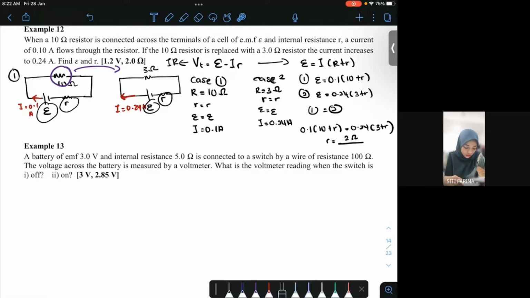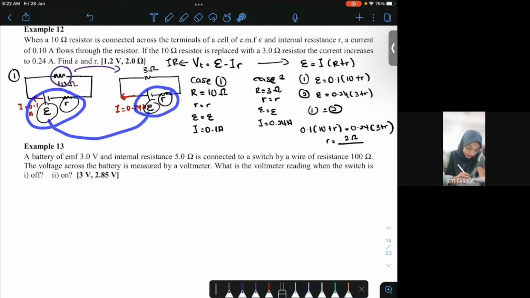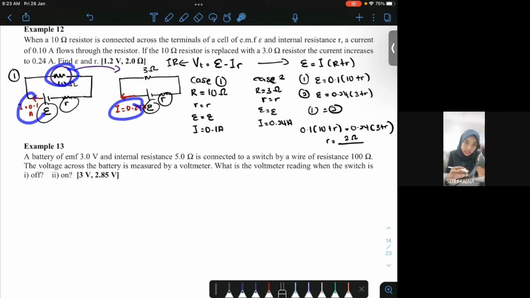Okay, so dalam case macam ni, awak kena tengok dia menggunakan EMF ataupun bateri yang sama. Okay, so they are going to have the same EMF and the same internal resistance. Cuma, when you change the resistance, the amount of current that is going to flow is different. Okay, so keluarkan dua-dua situasi itu dalam bentuk equation. And then you can equate them, find your answer.